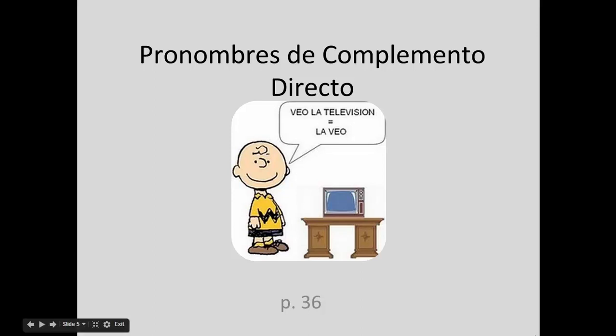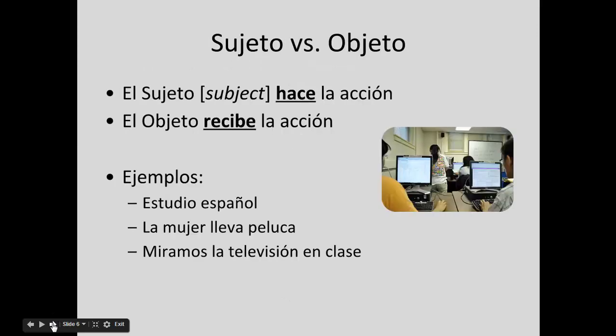Hola estudiantes! Today we're going to talk about direct object pronouns, or we can also call them complementos directos. Please have your note guide out and ready as I talk about this important grammar concept.